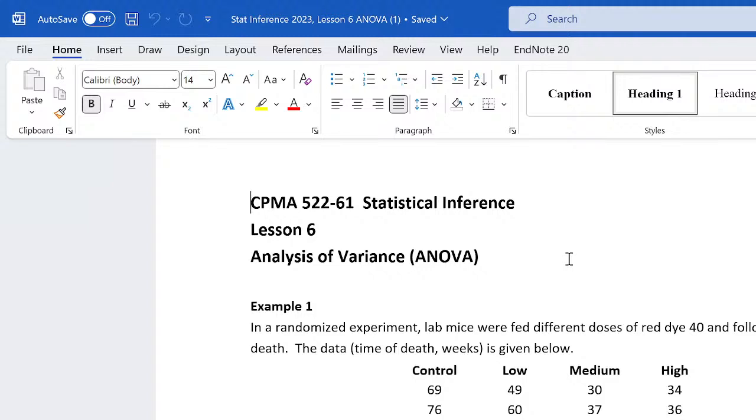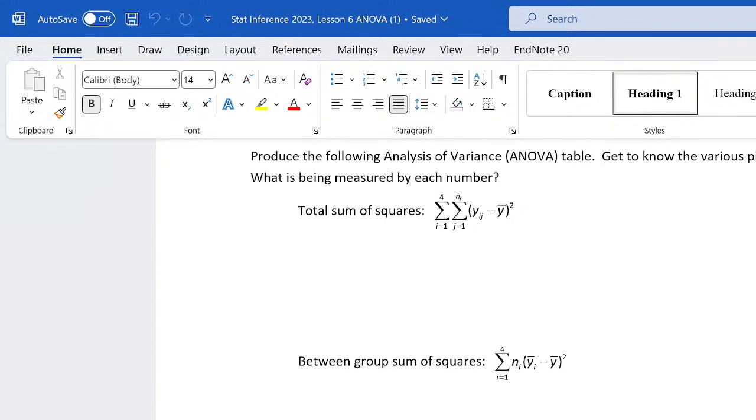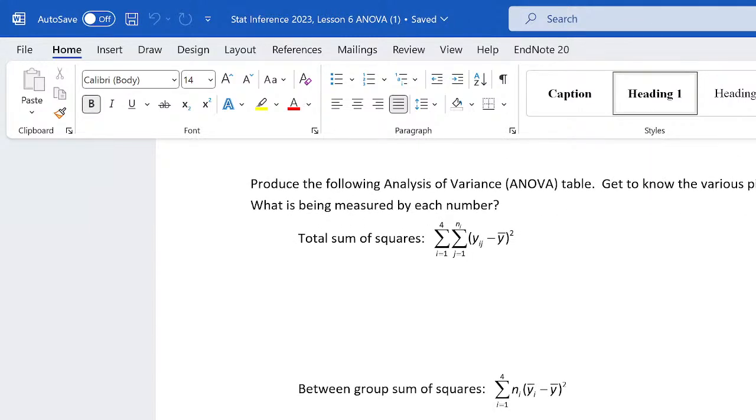So what we're going to do is produce what's called an analysis of variance table. We're going to get to know the various pieces of the analysis of variance table. And I wanted to bring the original sheet in so I don't have to do exactly this. No problem.